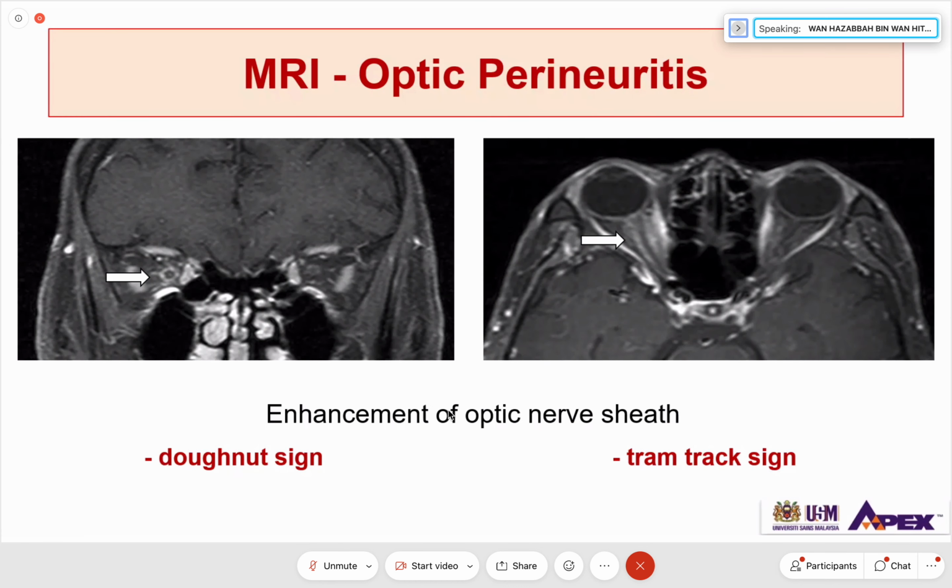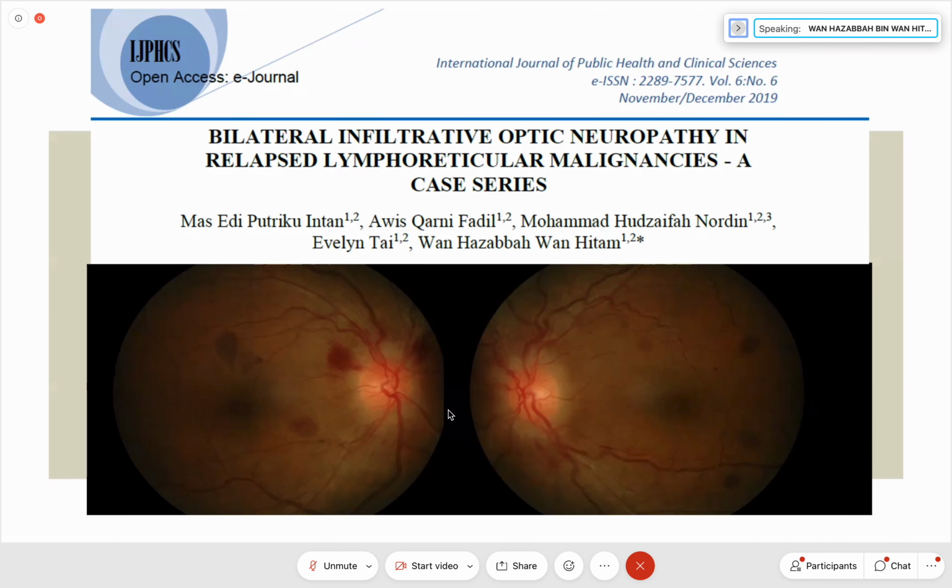Okay, in some atypical cases, you need to rule out optic perineuritis, where the patient may have MRI changes like the donut sign and tram track. This is a different presentation. It's quite an interesting topic which we may discuss next time.